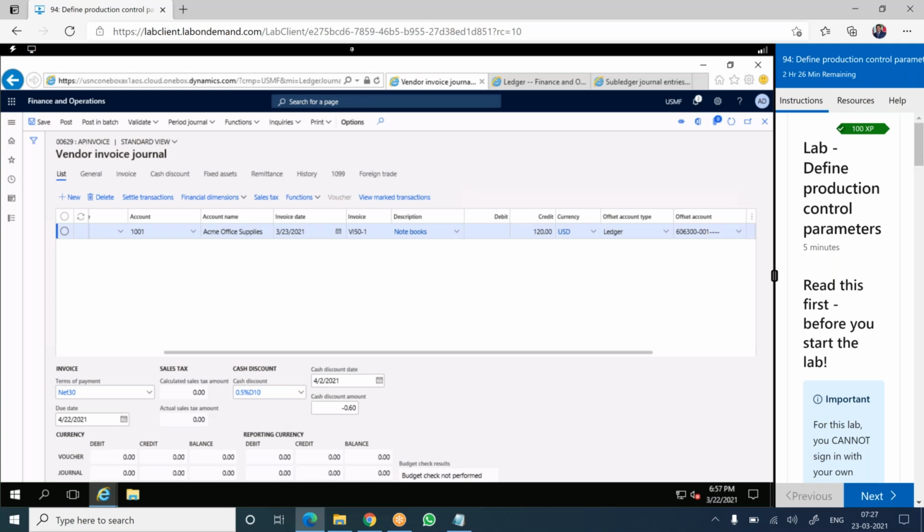Anyhow, this will be done by accountants. You are not going to post these transactions, but you should know how to post. Expenses account debit, vendor account credit.